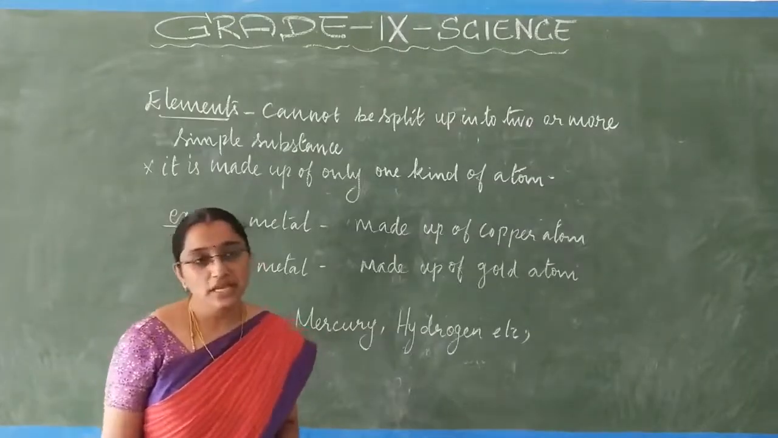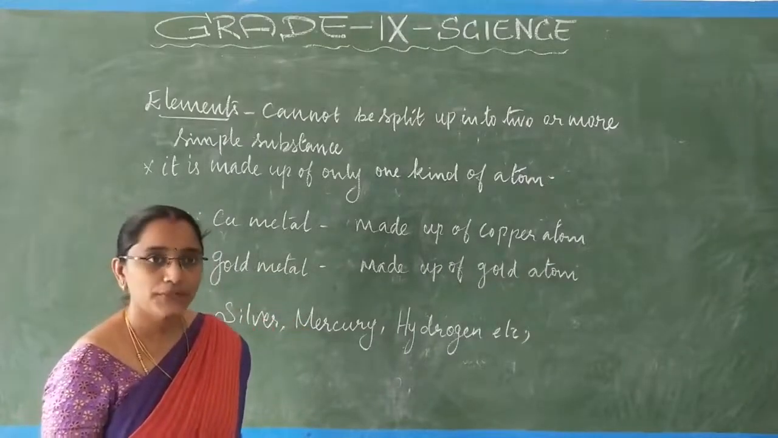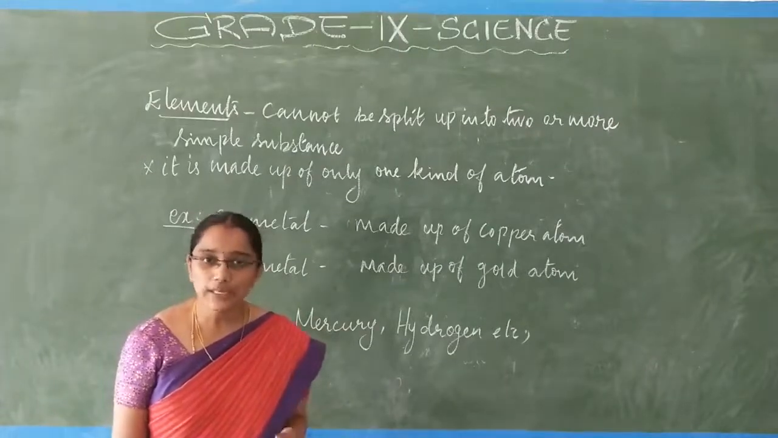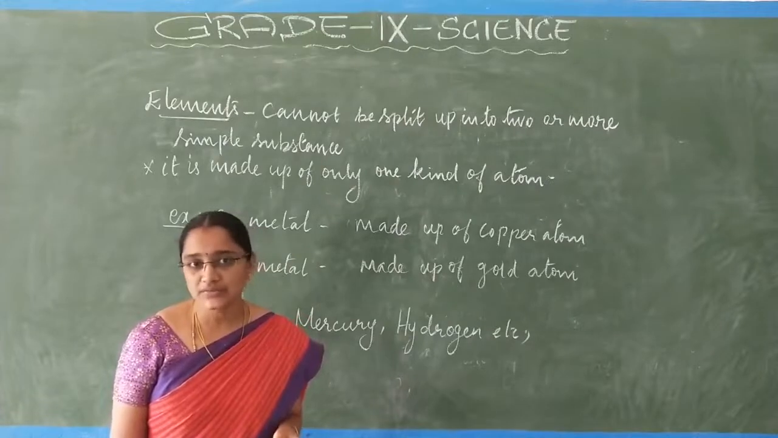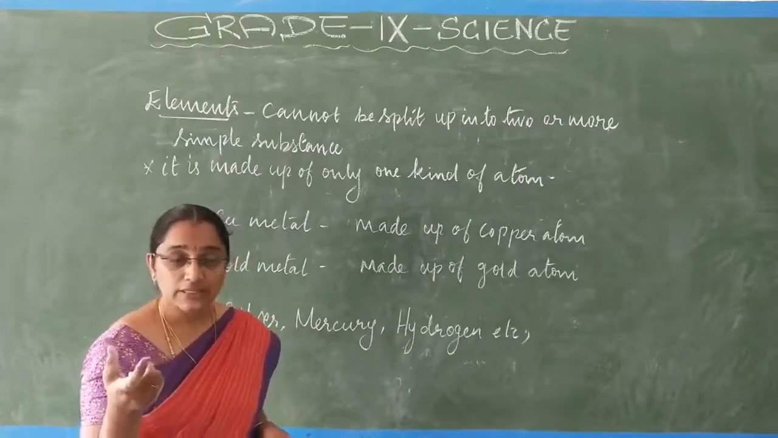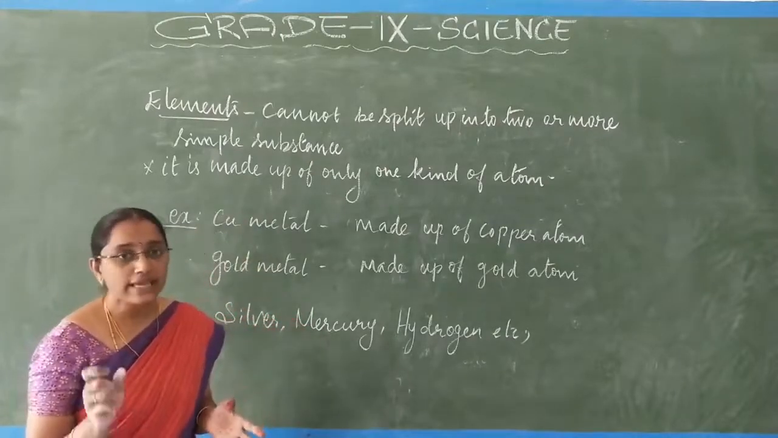Elements. So how is a pure substance classified? We know that a pure substance is classified into two parts: one is element and the other is compound. So what is an element? We know from the lower classes onwards, a substance which cannot be split further into two or more substances, we call it an element.